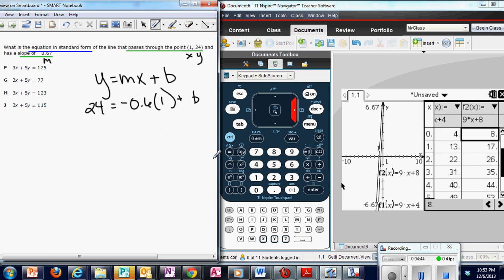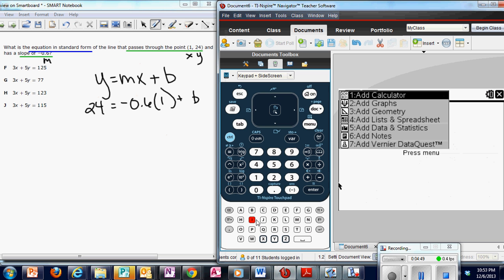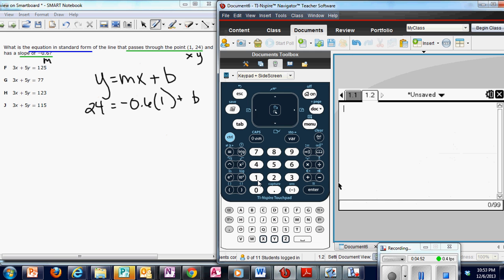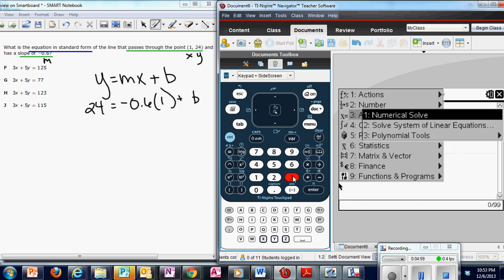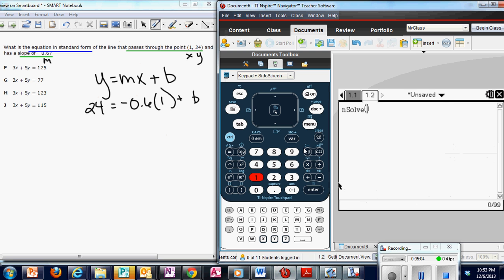So I'm going to insert a new page with Control I, and I want a calculator page, 1. And I'm going to utilize the nsolve feature. So menu, 3 for algebra, 1 for numerical solve. And if I forget those keystrokes, I can always type in solve and an open parenthesis.